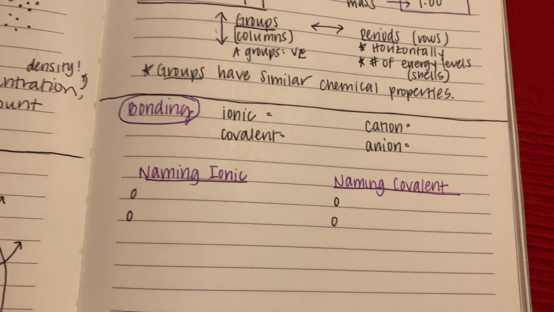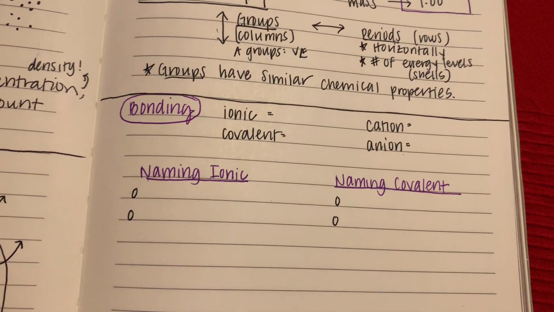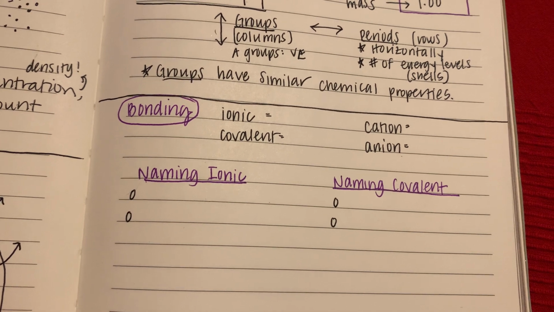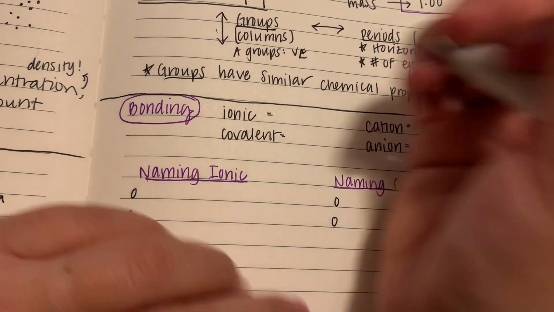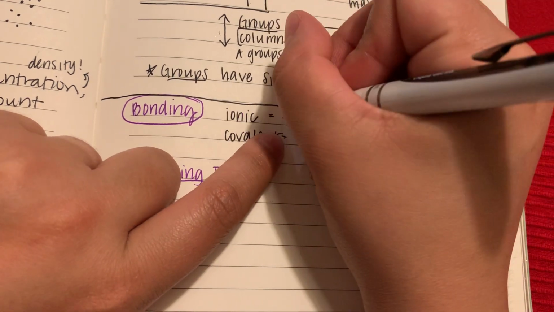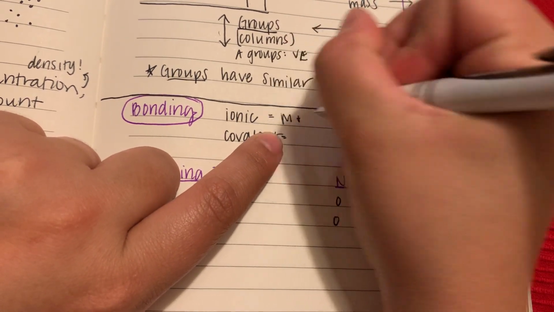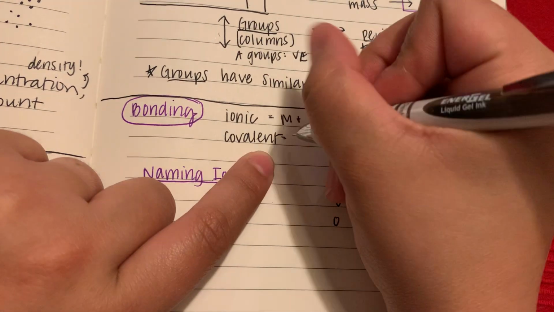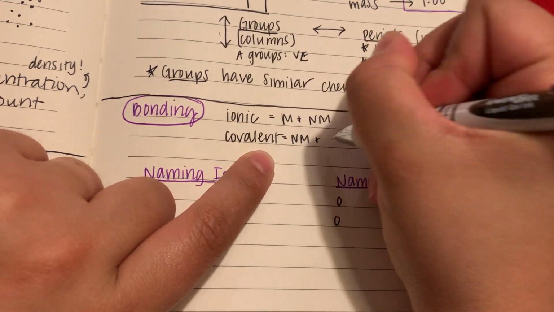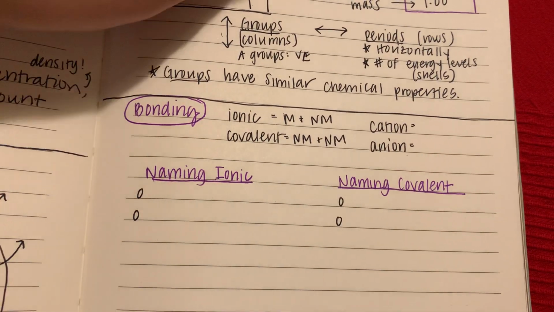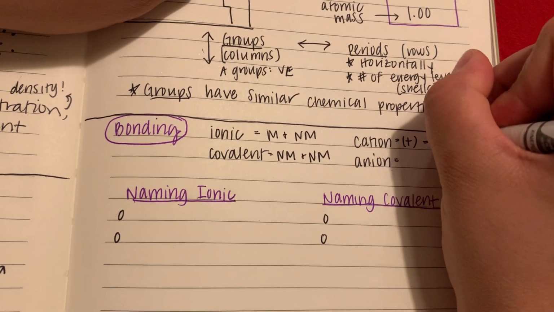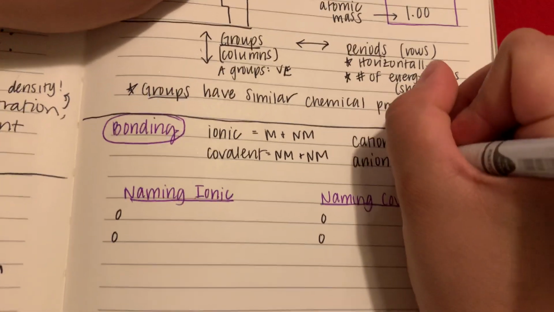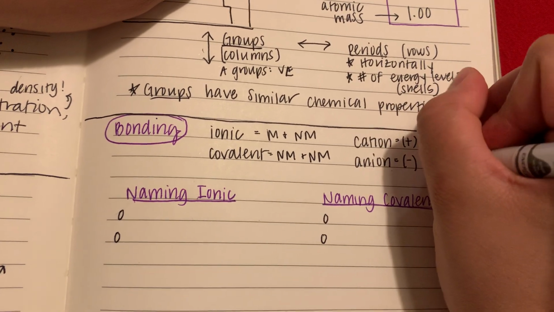When we're talking about bonding, this is our most recent stuff that should be easier to remember. Ionic bonds are between a metal and a non-metal. Covalent bonds are between two non-metals, right? Cations are positive, otherwise known as the metal. Anions are negative, otherwise known as the non-metal.